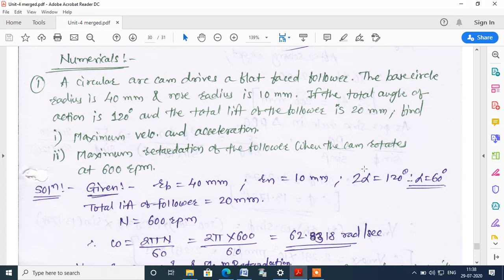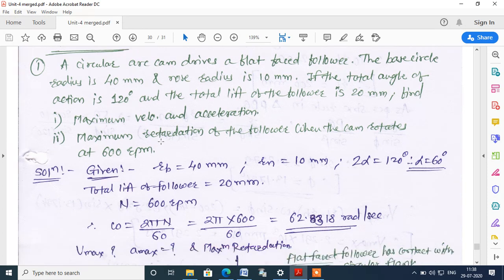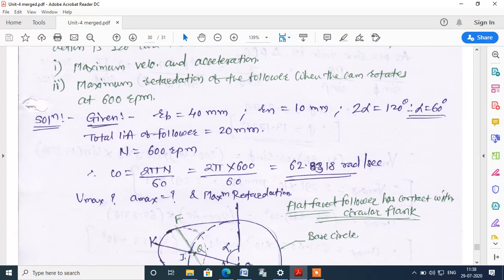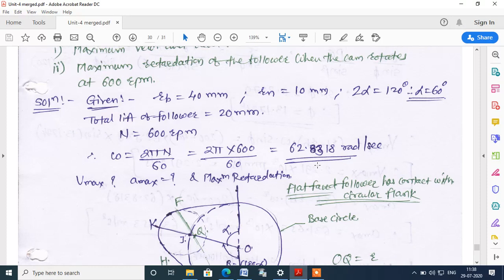This you have to be careful about. So alpha is 60 degrees. Now the lift of the follower is given, equal to 20 mm. And for the retardation case, the cam rotates at 600 rpm, that is N is 600 rpm. So we can write omega equal to 2 pi N upon 60. So here omega is 62.83 radian per second. Check this. They ask maximum velocity, maximum acceleration, and maximum retardation.